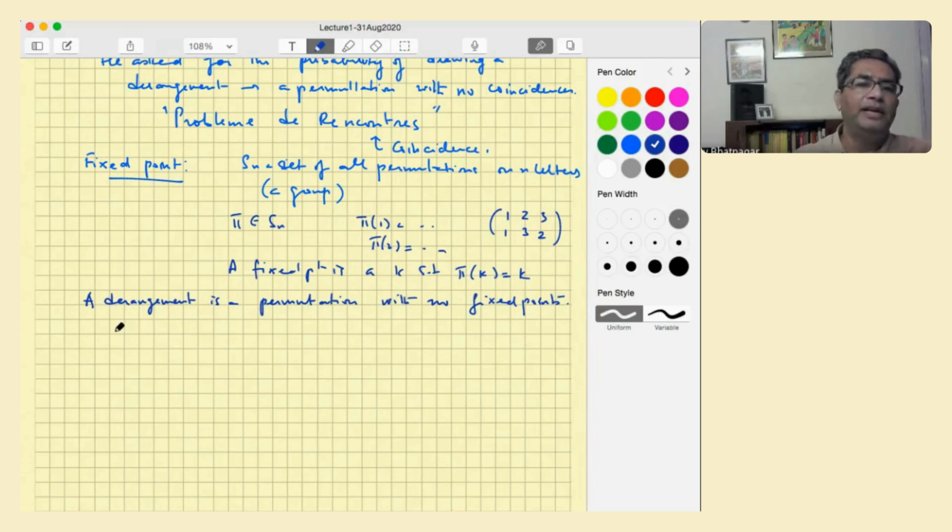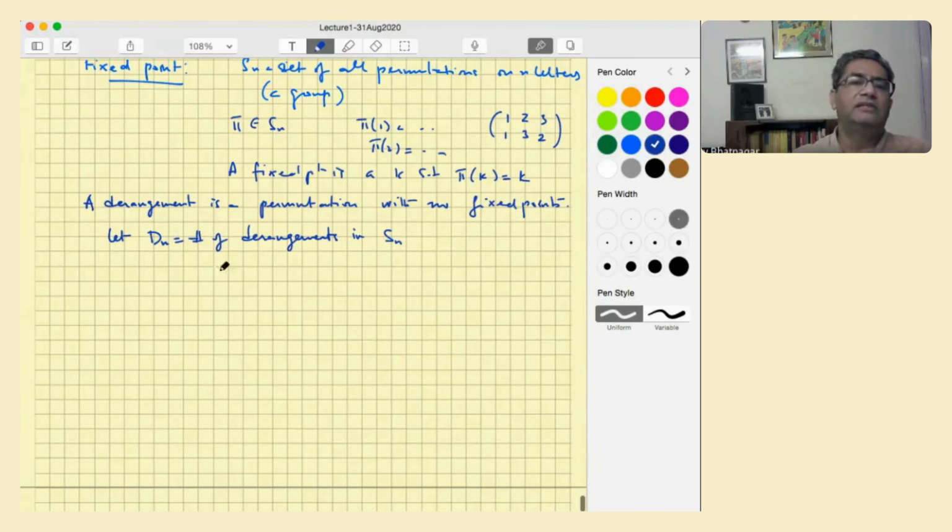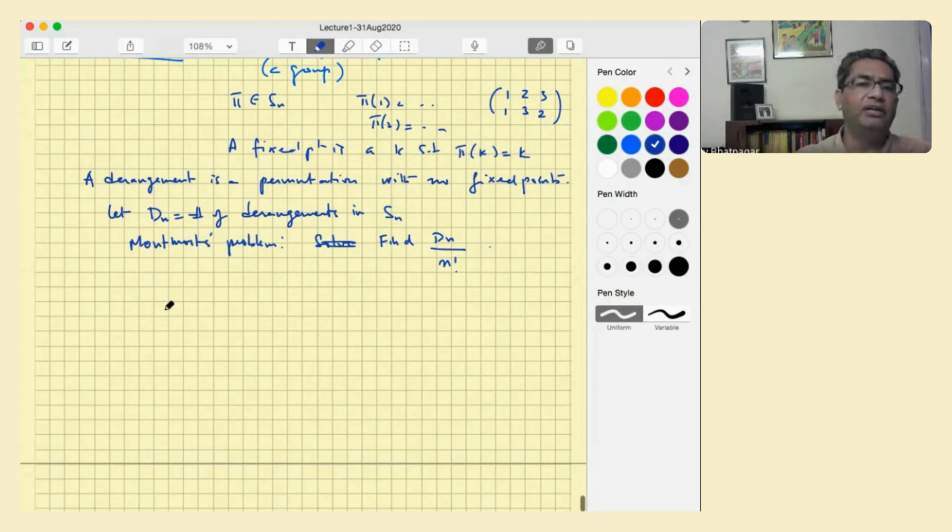So they try to find the probability. Let Dn denote the number of derangements in Sn. Okay, so we want to solve this, find Dn. So Montmort's problem is to solve, find Dn. By the total number of probability, we want to find the probability, so find Dn over n factorial.